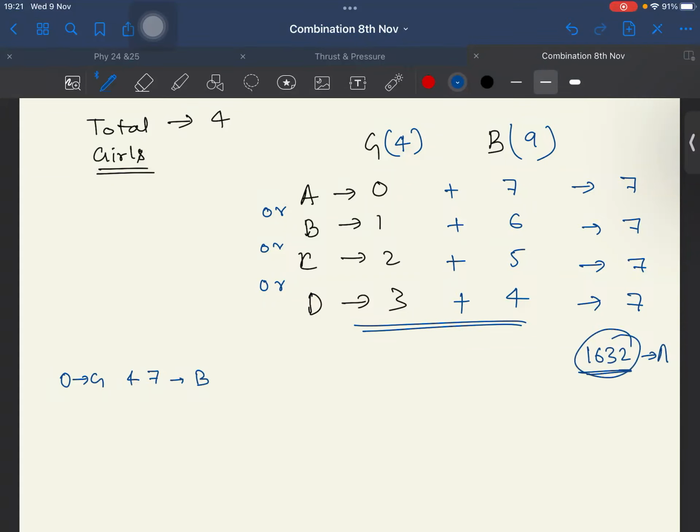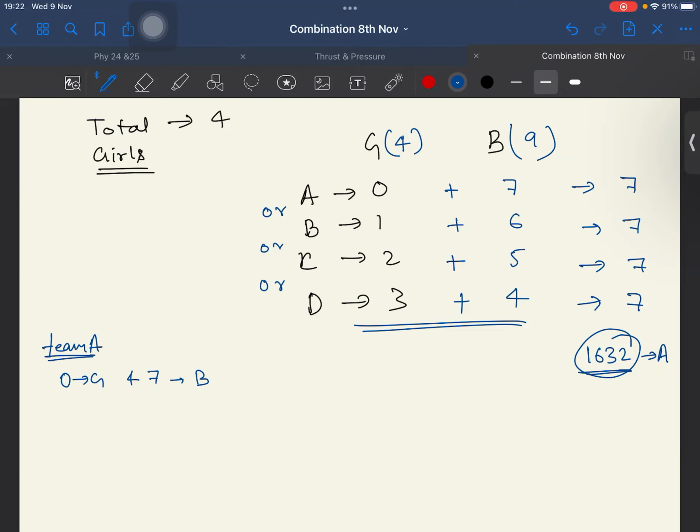This is Abhinav. Whose answer is this? Sir, Abhinav, sir. Okay, Abhinav, you tell me. 0 girls and 7 boys. This is team A. Okay, team A, 0 girls, 7 boys. How can we do that?